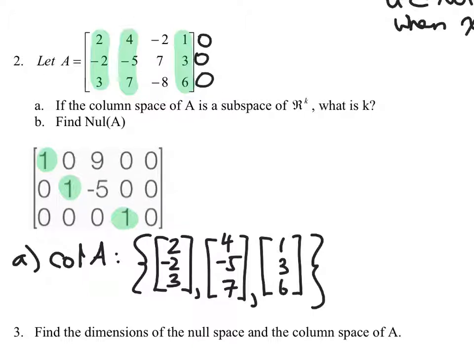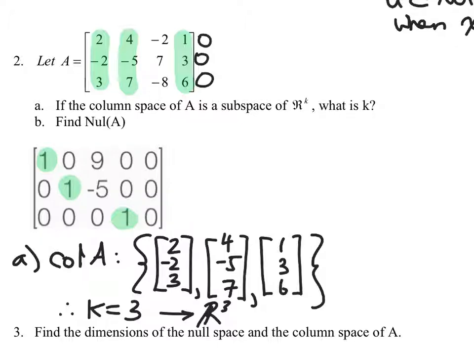All right. So I needed 3 vectors to span this real space. So the column space is a subspace of some real space. I needed 3 vectors. That means that I must be working in 3 dimensions. All right. So therefore, K is equal to 3, giving us real space in the 3rd dimension. All right.